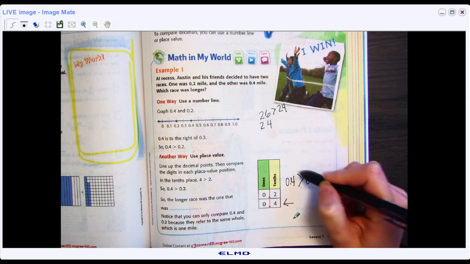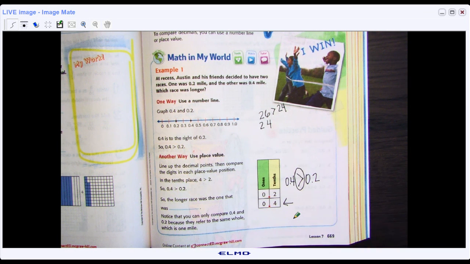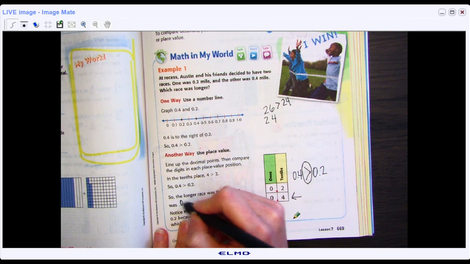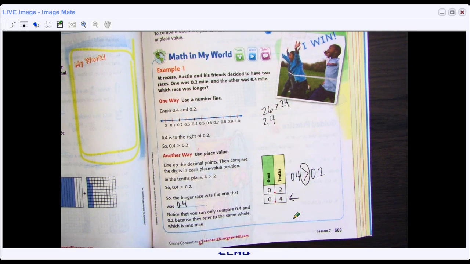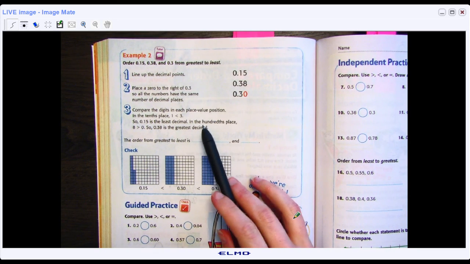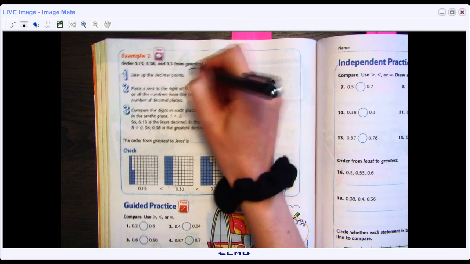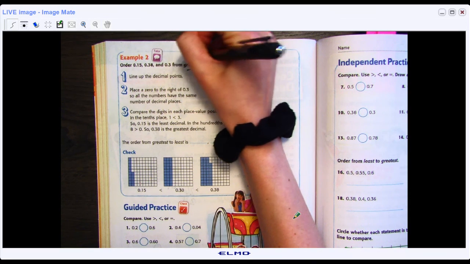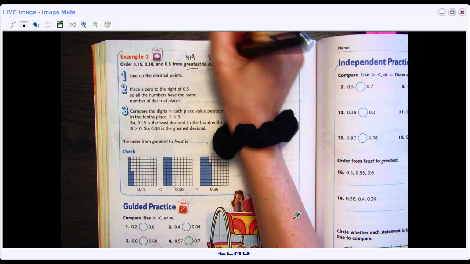Remember, the alligator's mouth always eats more. It eats the bigger one. So 4/10 is greater than 2/10. So the longer race was the one that was 4/10 of a mile. On these up here, they want us to order them from greatest to least. Remember, that one means big to small.